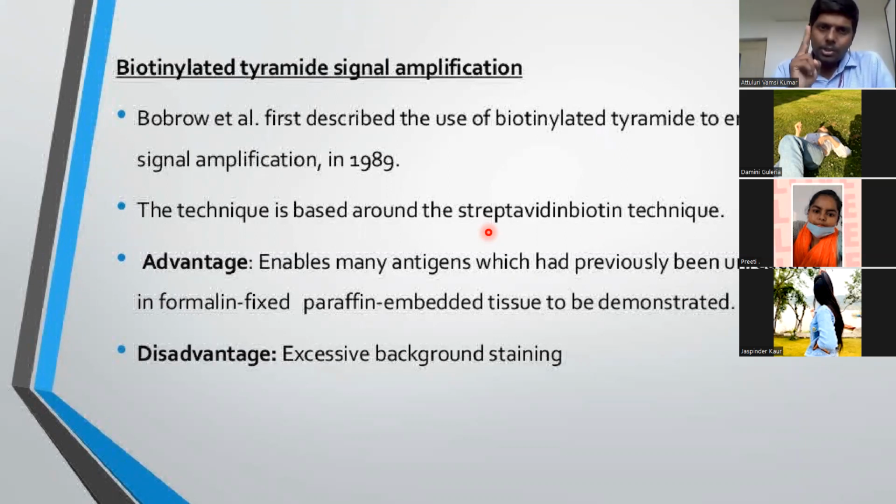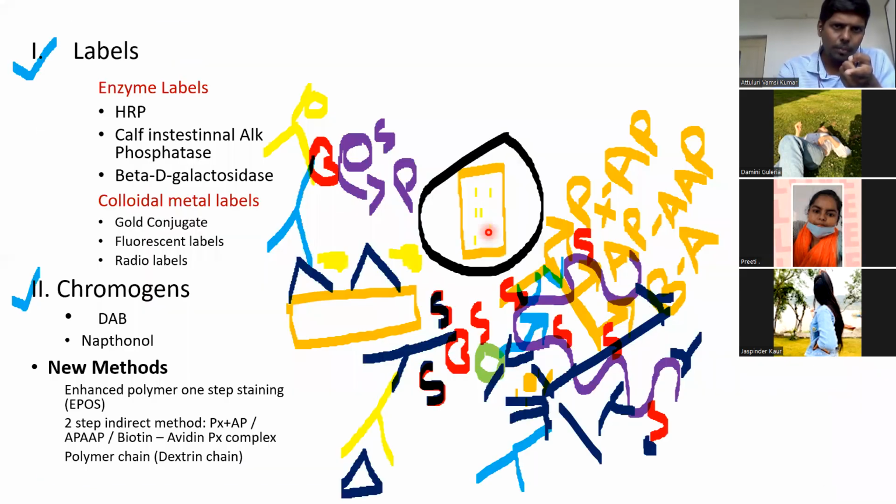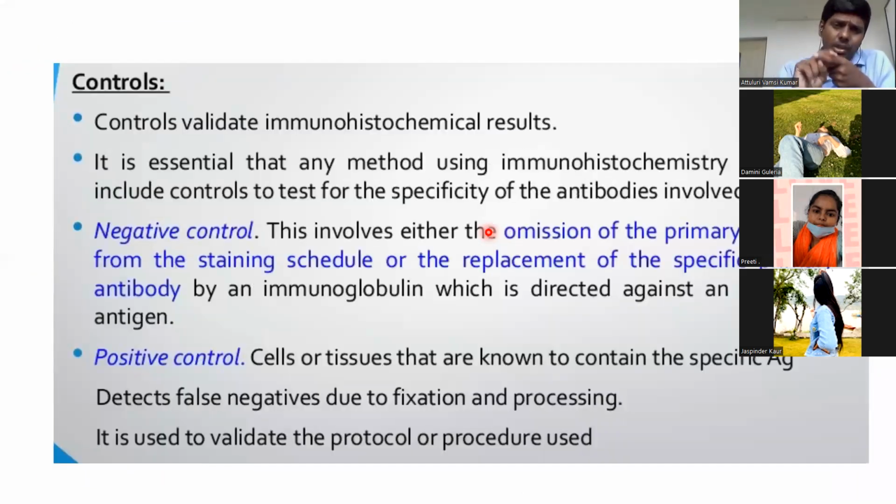Now, the second part of this lecture is very important. Here, I'm going to introduce three important topics. First, the importance of controls in immunohistochemistry. Second, the limitations of immunohistochemistry. Okay, limitations and controls of immunohistochemistry. Then the third one will be troubleshooting of immunohistochemistry.